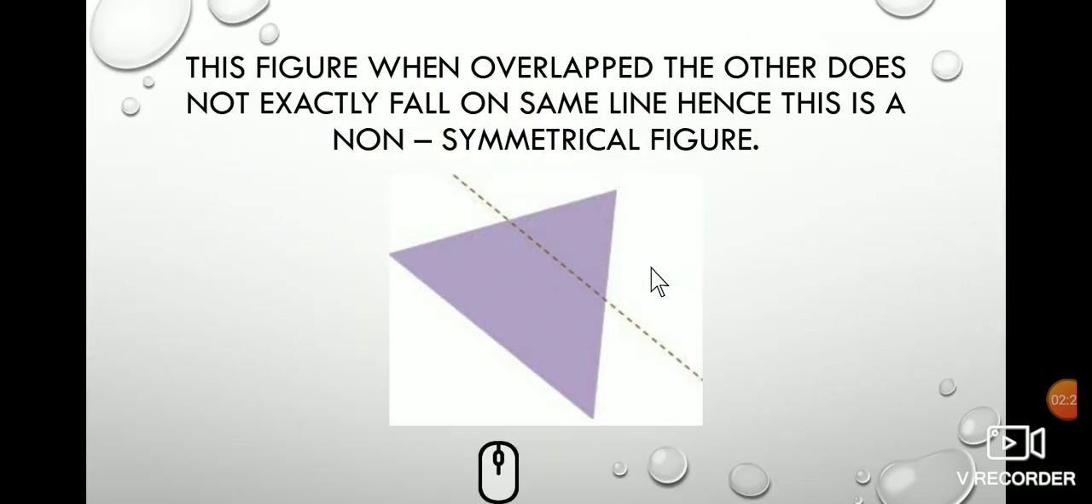Now, what are non-symmetrical figures, children? Look at the figure given below. There is a triangle and there is also a central line on the triangle. But when you fold that triangle or overlap it, the two parts won't fall exactly on each other. Yes, so this is a non-symmetrical figure.